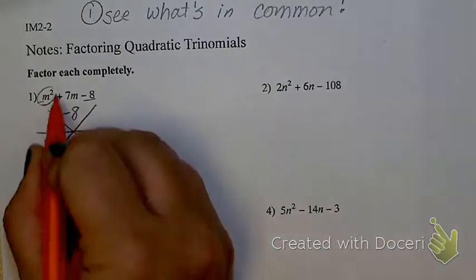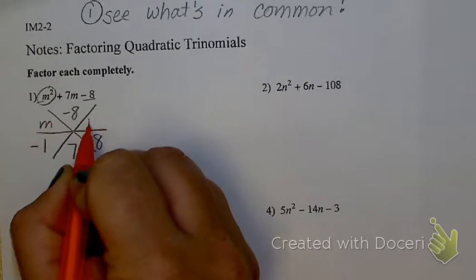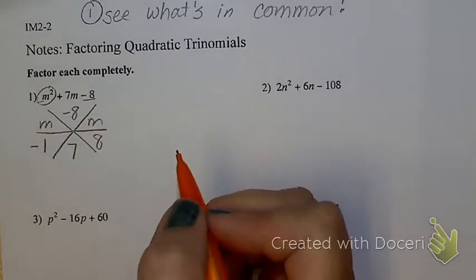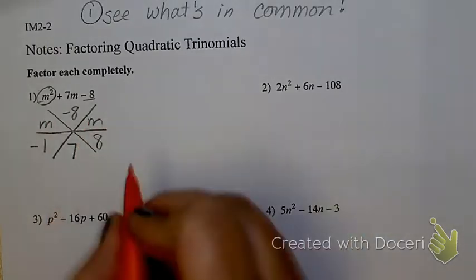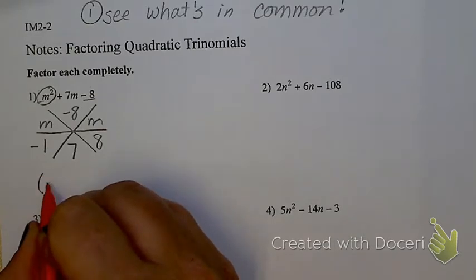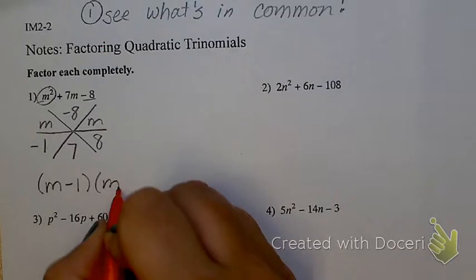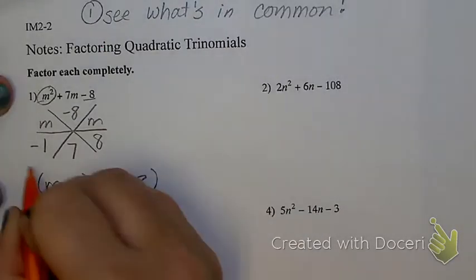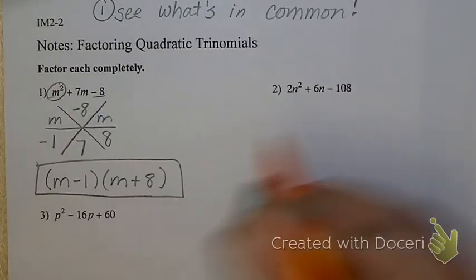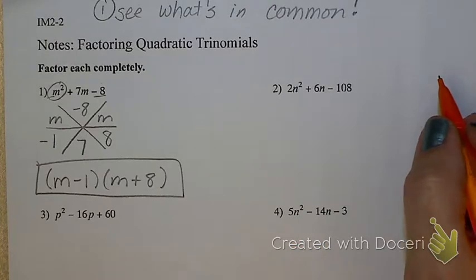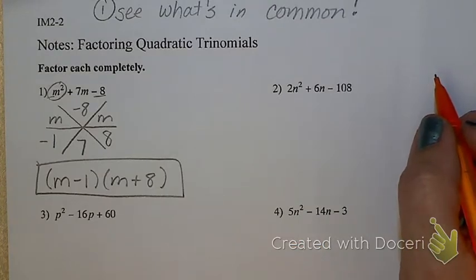You take your m squared and you split it in 2. M and m. What's my first parentheses? M minus 1 and m plus 8. That is what you should be able to do at this point. That is what you might see on tomorrow's quiz.